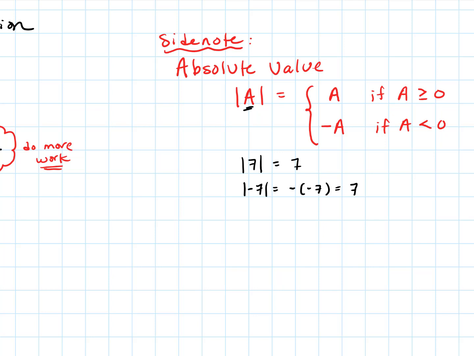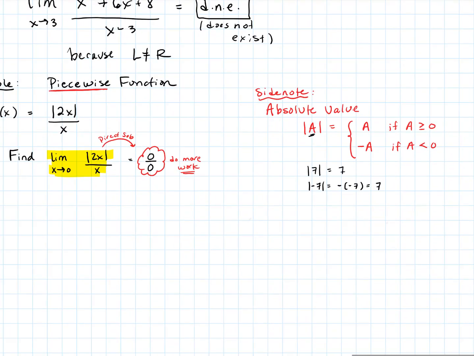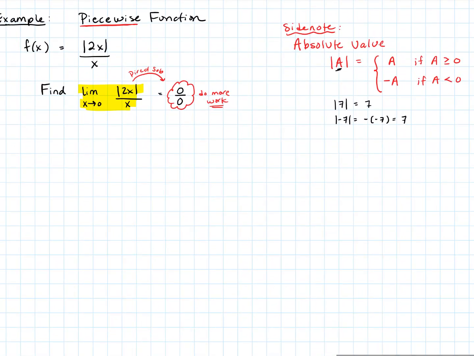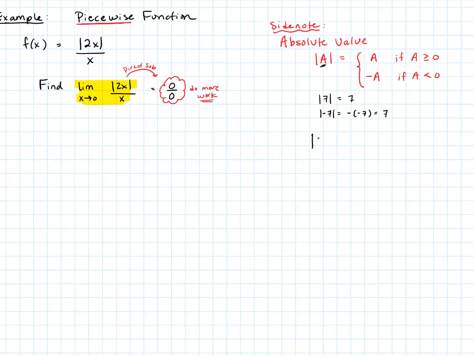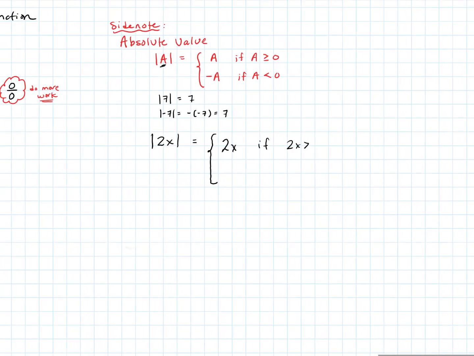I used A to stand for anything. In our particular case, we've got this 2x that we're working with, so we've got the absolute value of 2x. If we have the absolute value of 2x, that's going to break down into two pieces. That's going to be 2x if the quantity 2x is greater than or equal to 0, and it's going to be equal to -2x if that quantity 2x is less than 0.